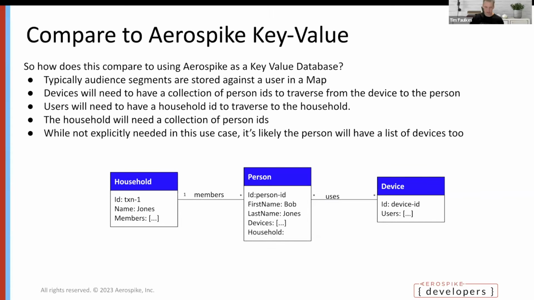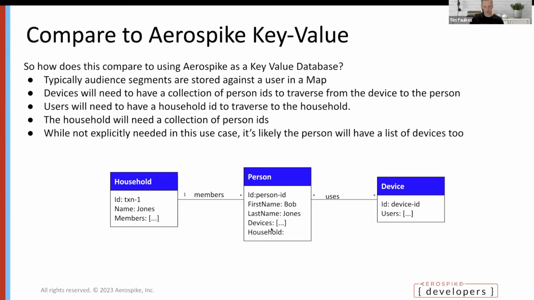So in my Aerospike, I had 3 different sets. I had my household set, I had my person set, and I had my device set. And obviously, Aerospike doesn't model foreign keys for me or anything like that. So I had to do that manually. Not a big drama, it's something we do very commonly in Aerospike key value.